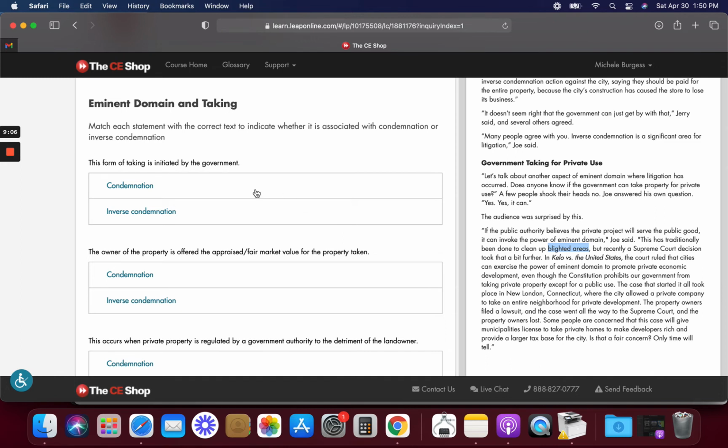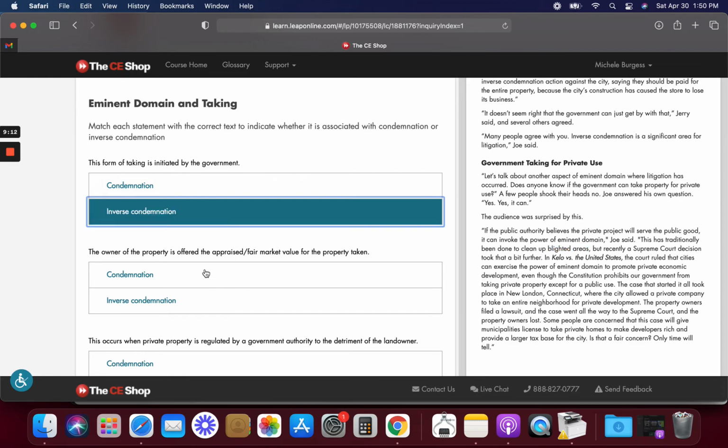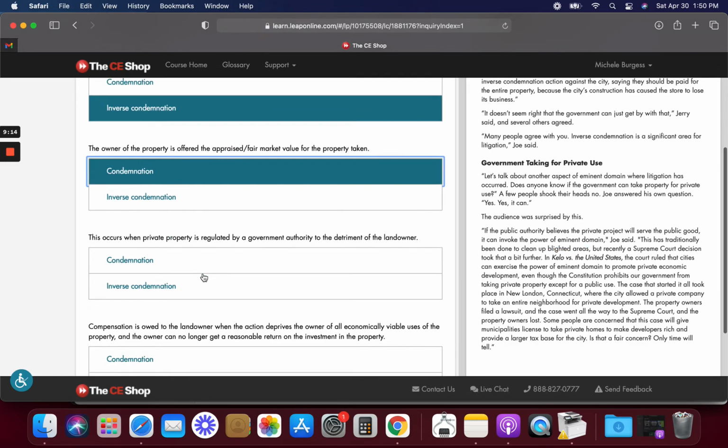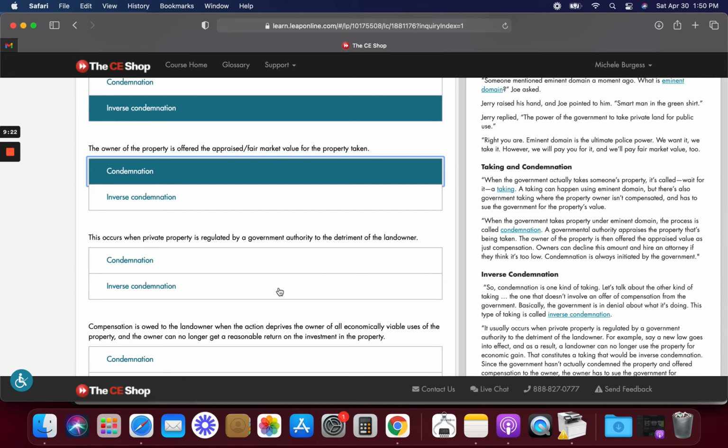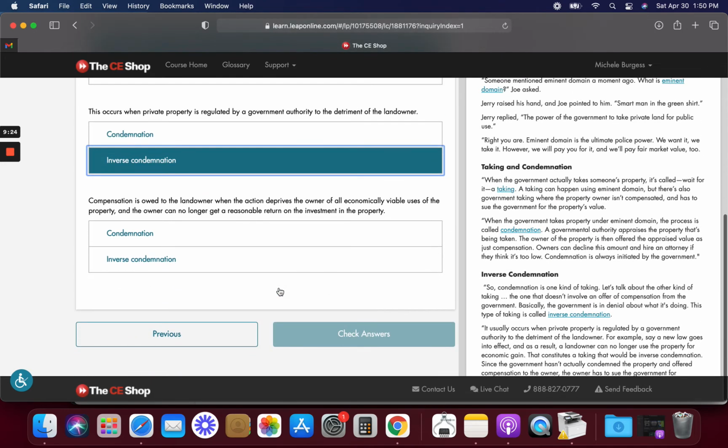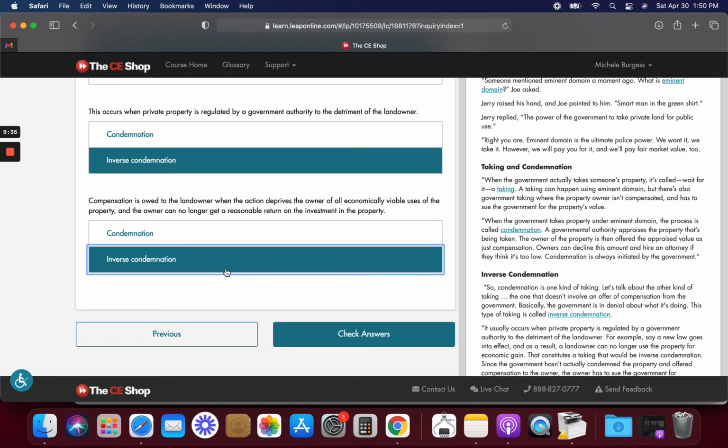All right, this form of taking is initiated by the government. Same thing we've just been talking about. This occurs when a private property is regulated by a government authority to the detriment of the landowner. Compensation is owed to a landowner when the action deprives the owner of all economically viable uses.